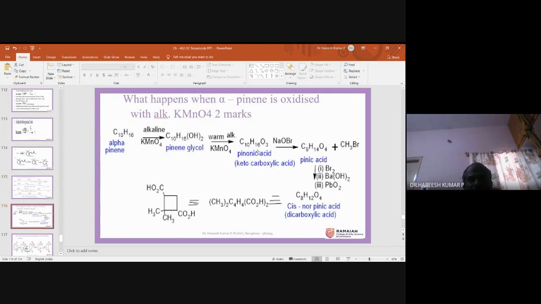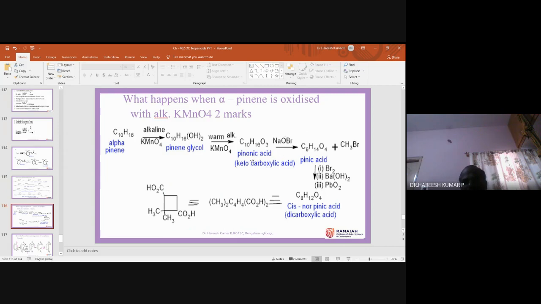Next question: what happens when alpha pinene is oxidized with alkaline KMnO4? It is a 2 marks question only, but you have to write all these things. I have taken it in terms of molecular formula. You can also take it in terms of structure. So alpha pinene, when treated with alkaline KMnO4, gives pinene glycol, and this pinene glycol on warm KMnO4 gives pinonic acid. It's a ketocarboxylic acid.